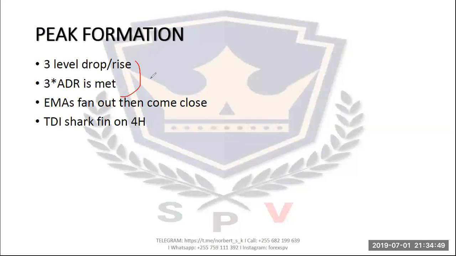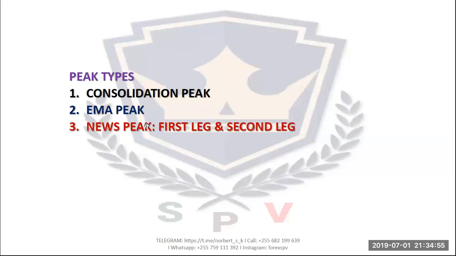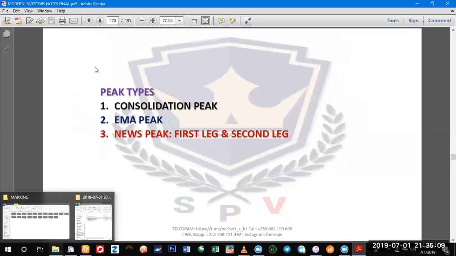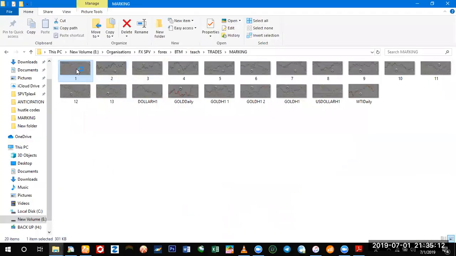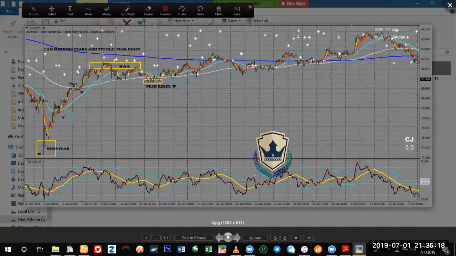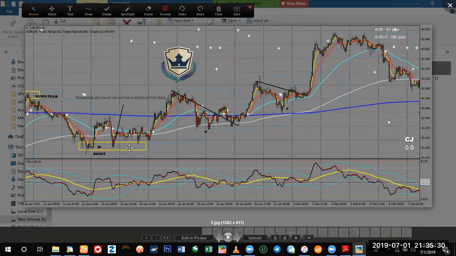Now, I've categorized the peaks into 3 types. The consolidation peak, the EMA peak, and the news peak. In the news peak, we have the first leg and the second leg. So let's start with the consolidation peak. Here is a consolidation peak.